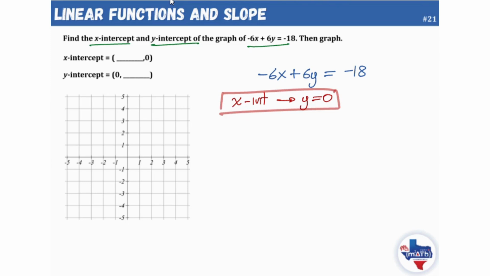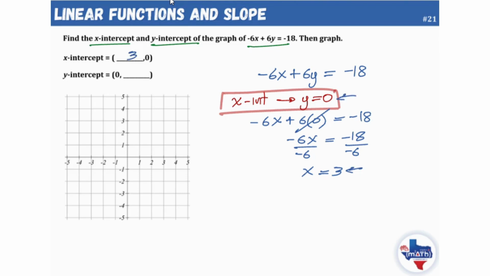So let's do that. So I'll have negative 6x plus 6 times 0 equals negative 18. 6 times 0 is 0, so I'll have negative 6x equals negative 18. I will solve for x by dividing by negative 6 on both sides, and x equals 3. So this is telling me that when y is 0, my x equals 3. So I will have 3 and 0.